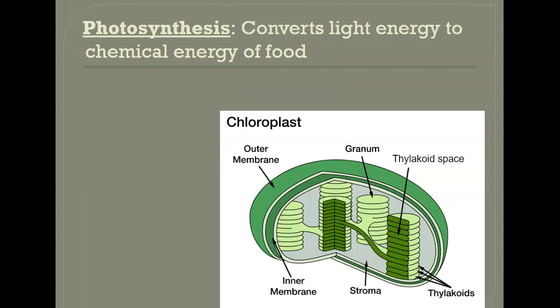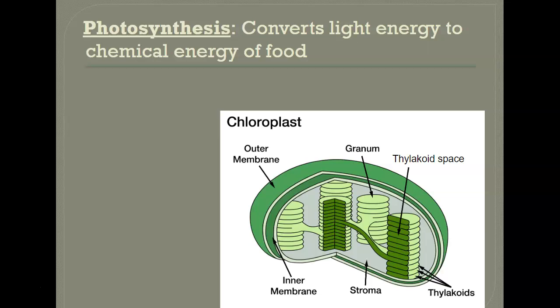Photosynthesis itself, as I mentioned, converts light energy into a chemical energy for food. So we talked previously about how energy can be transferred. The first law of thermodynamics is that energy cannot be created or destroyed, only converted. So this is one example of where that can happen. Inside the cell where this does happen is the chloroplast. So that's what you're seeing here.